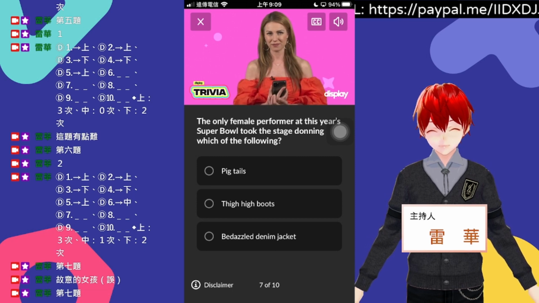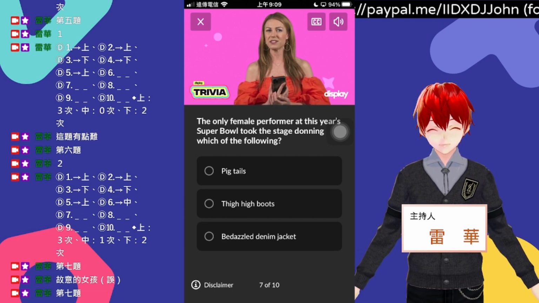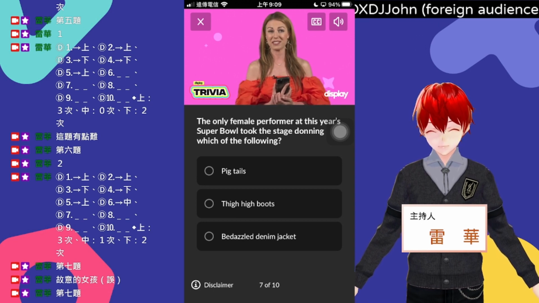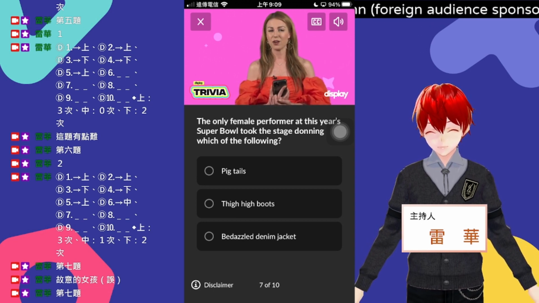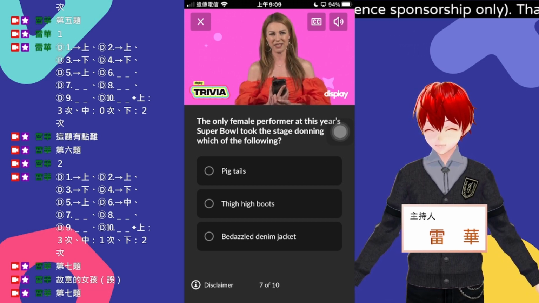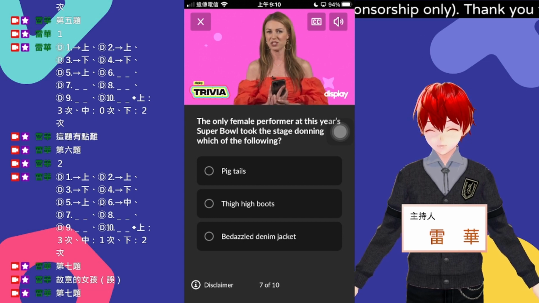Question 7. The only female performer at this year's Super Bowl took the stage donning which of the following? Pigtails, thigh-high boots, bedazzled denim jacket.